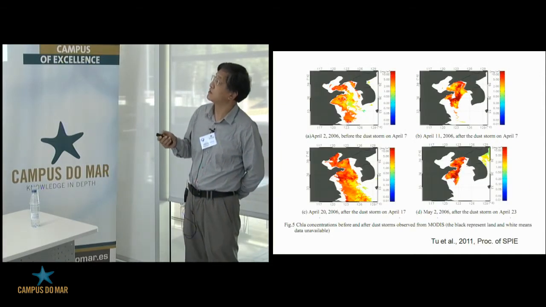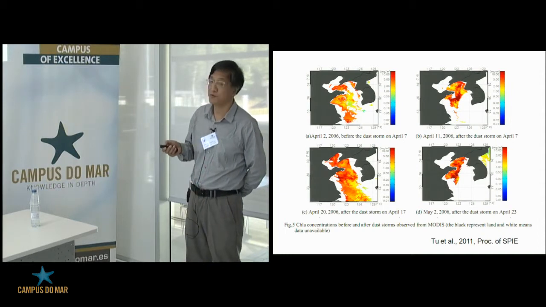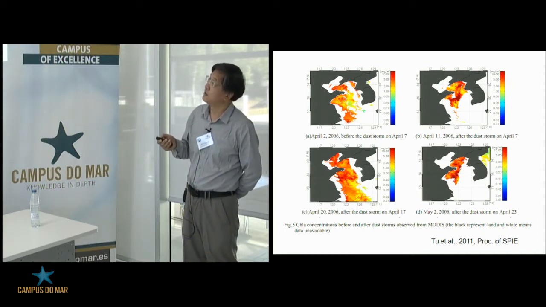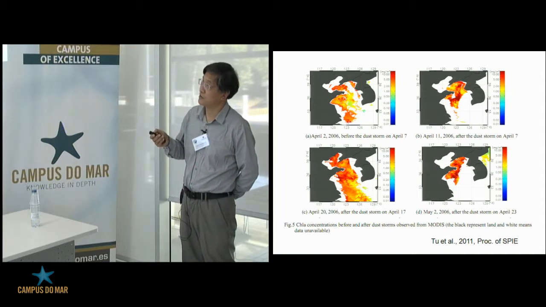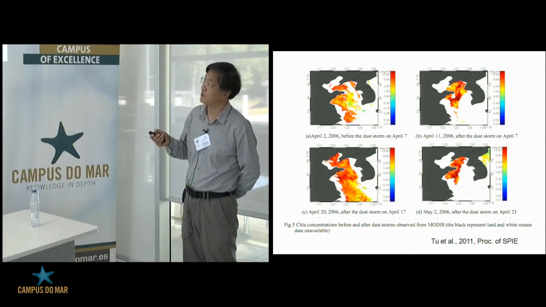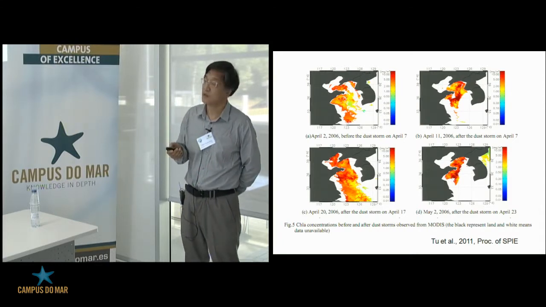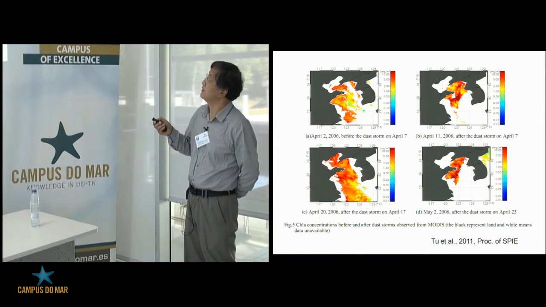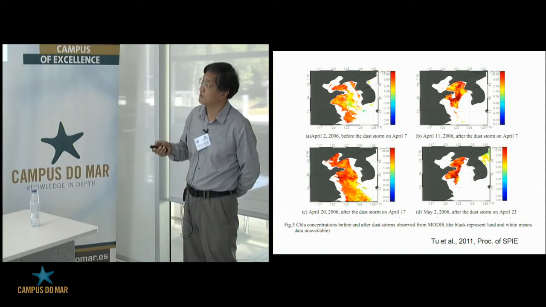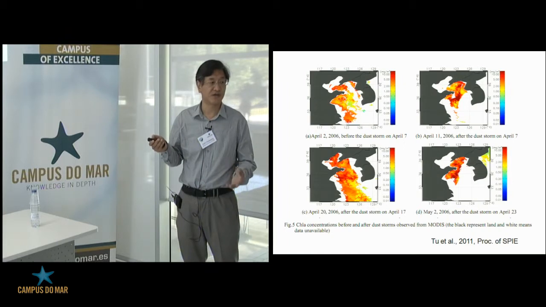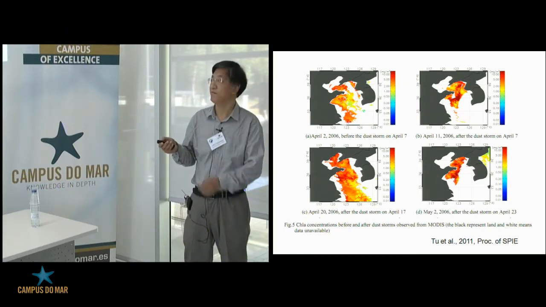This figure is a satellite image. This is the chlorophyll concentration in the oceans. This is before the dust storm on April 7th, and the chlorophyll concentration is quite low. And then the concentration increases. This is after the dust storm on April 7th. And another dust storm, April 17th. And another one is April 23rd. So normally in the spring time, the dust will come one by one.